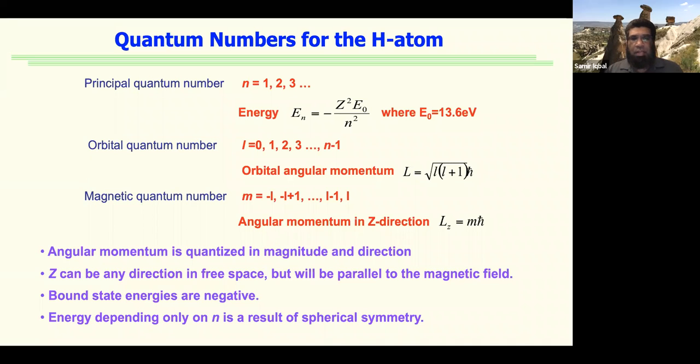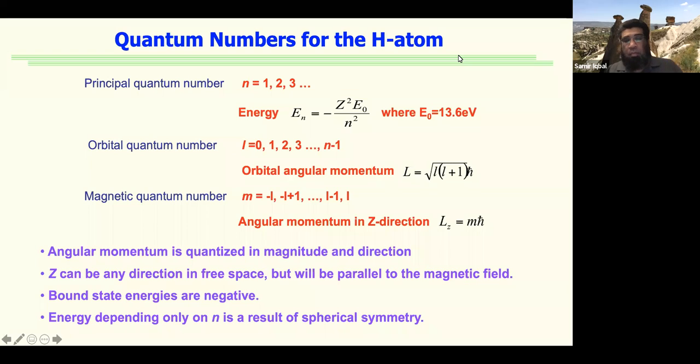Like for z, we say this can be in any direction, but it will always be parallel to the magnetic field. And then there are other requirements, like bound state energies are negative when they're bound. If they're not moving, then we take their energies to be negative because energy is calculated from this relationship, minus Z squared E naught over n squared.